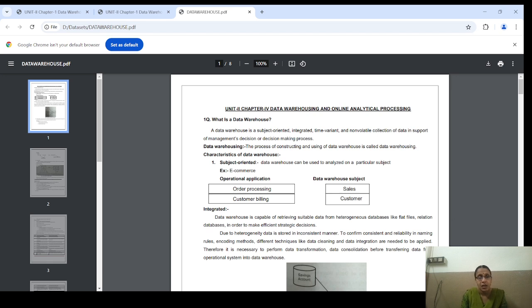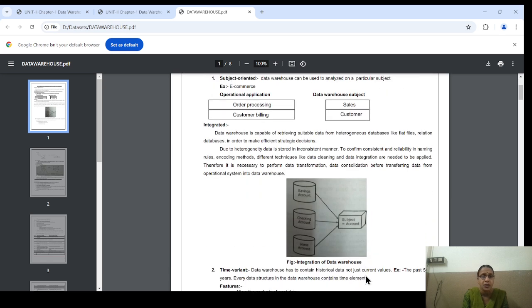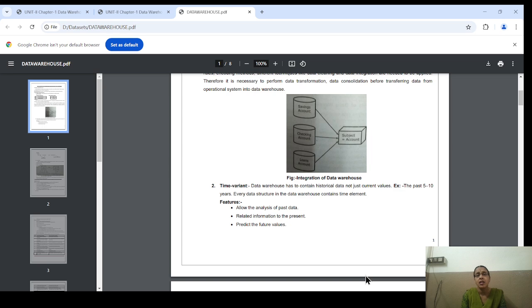Integrated means the data warehouse retrieves information from different sources like flat files and relational databases in order to make efficient strategic decisions. When retrieving data from different sources, the data should be in a consistent manner. To overcome this problem, we use different techniques like data cleaning and data integration. Therefore, it is necessary to perform data transformation and consolidation before transferring the data from the operational system into the data warehouse. Here I am taking the subject account and maintaining three accounts: savings account, checking account, and loan account. These three accounts should be integrated.